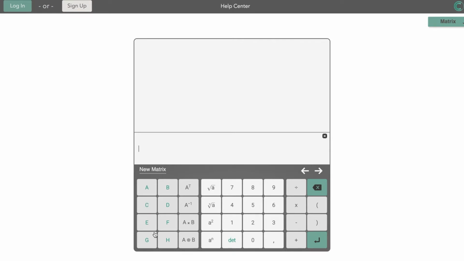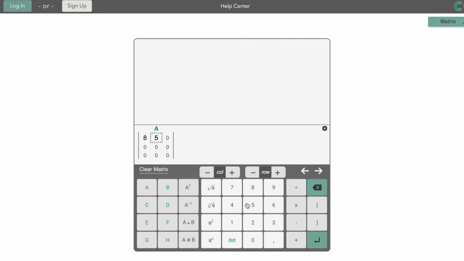The flow of matrix manipulation is simple. First, you create a matrix by typing in capital letters or tapping one of the matrix letter buttons. Note that you can only use letters A through H. Second, you adjust the dimensions of the matrix and fill out its elements. We'll go with a 3 by 3.